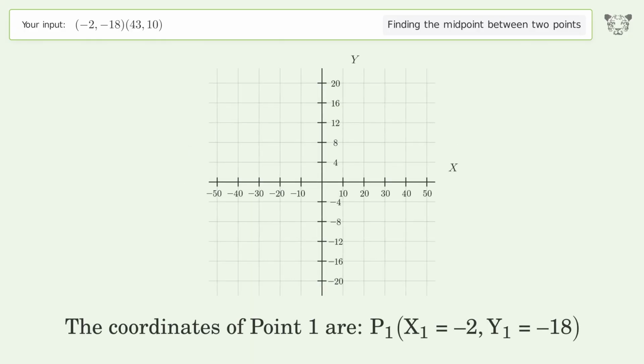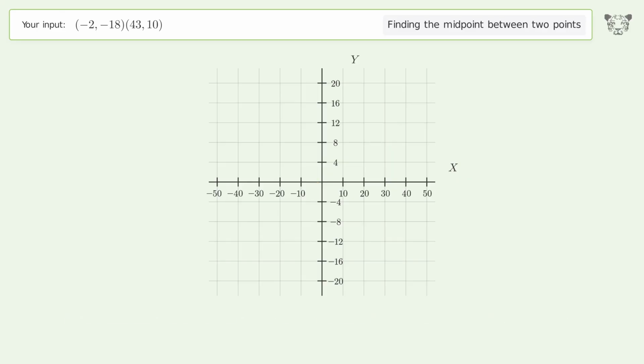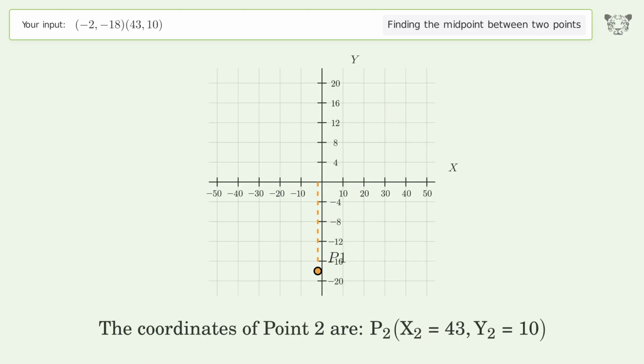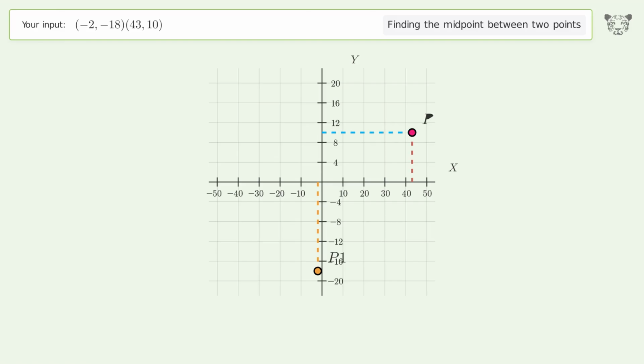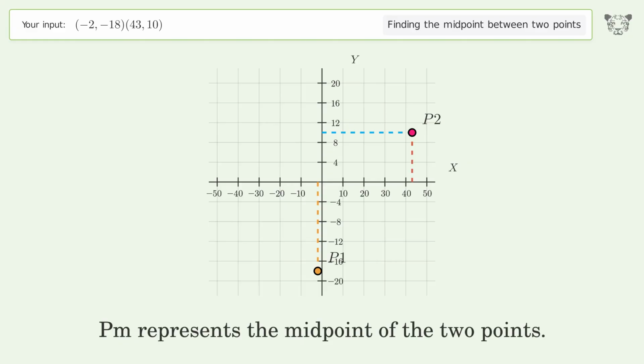The coordinates of point 1 are, x1 equals -2, y1 equals -18. The coordinates of point 2 are, x2 equals 43, y2 equals 10. PM represents the midpoint of the 2 points.